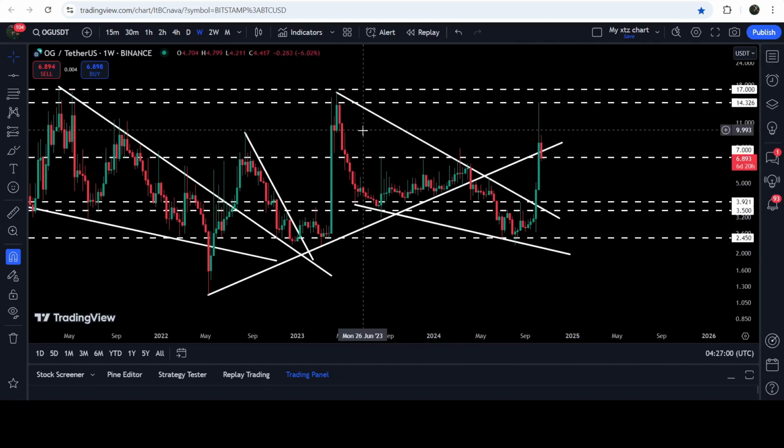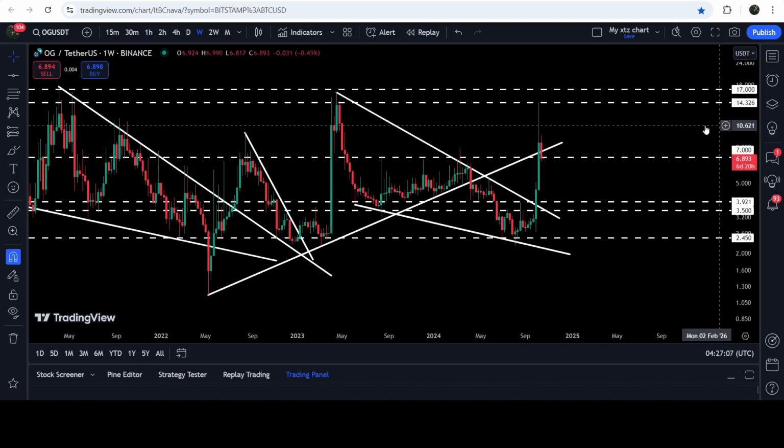And the technical target, by the way, for this breakout from this wedge is here at the top of the wedge. That can be somewhere between $17 to $20. So this was the update so far.